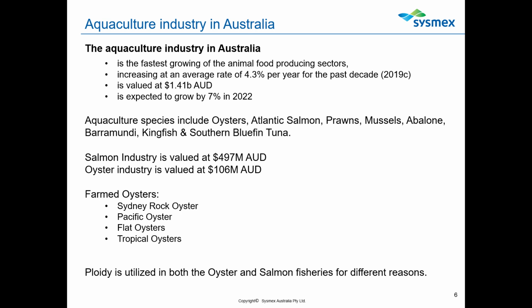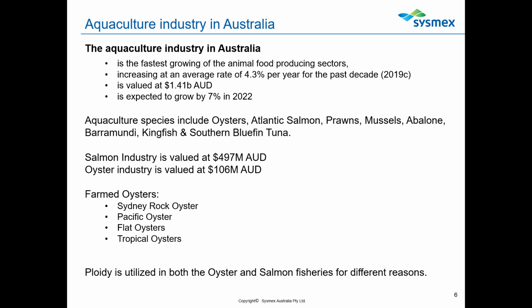Okay, so let's look at the aquaculture industry in Australia. Aquaculture is the fastest growing of the animal and food producing sectors in Australia. It's increasing at an average rate of 4.3% per year for the past decade. This is information circa 2019. The aquaculture industry is valued at about 1.4 billion Australian dollars, and it's expected to grow by 7% in 2022. And these figures aren't unique to Australia.